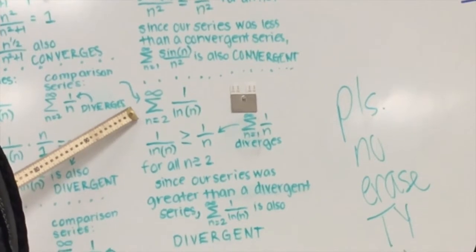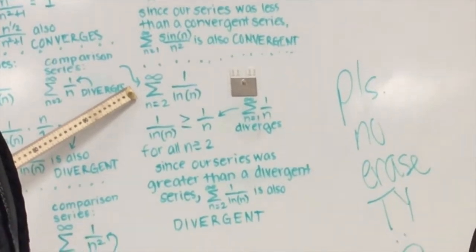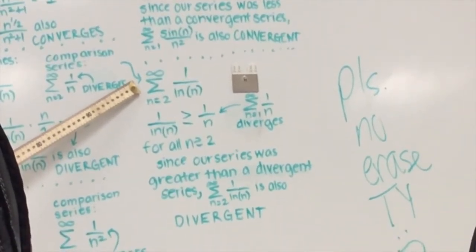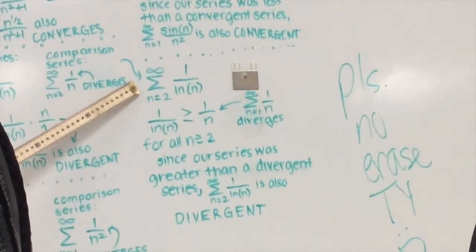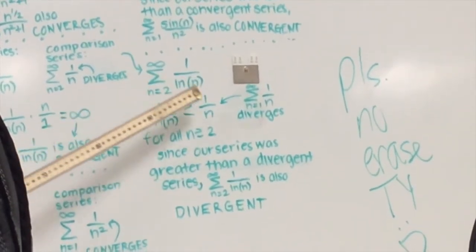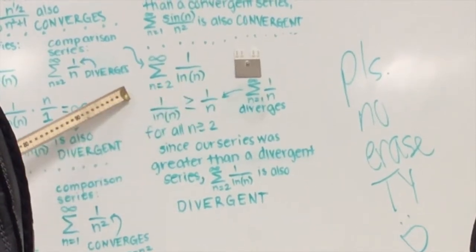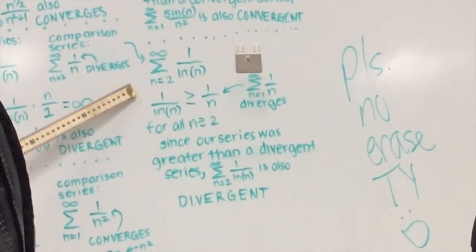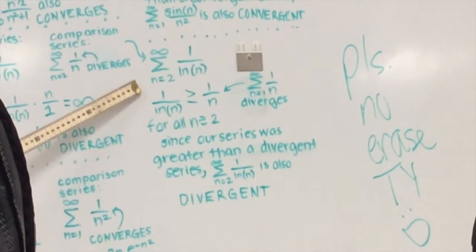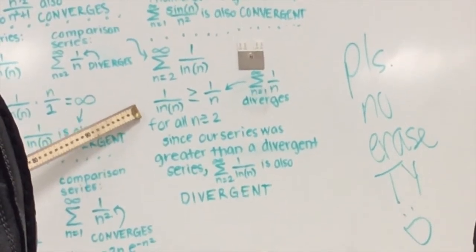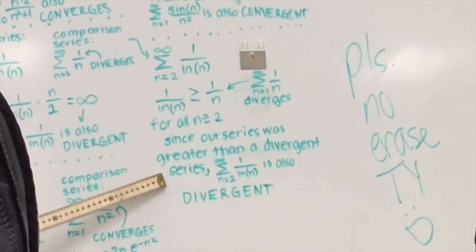For the next example, our series is a summation from 2 to infinity of 1 over the natural log of n. We use a comparison series that is divergent, 1 over n, and since our series is greater than or equal to the comparison series for all n greater than or equal to 2, our series is also divergent.